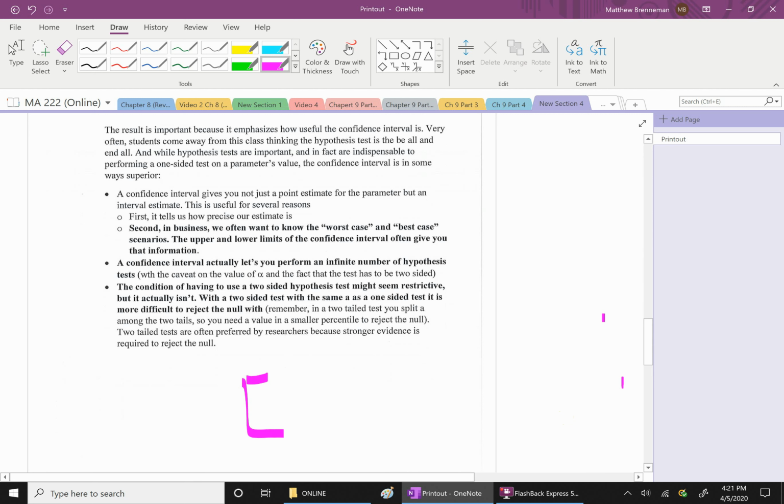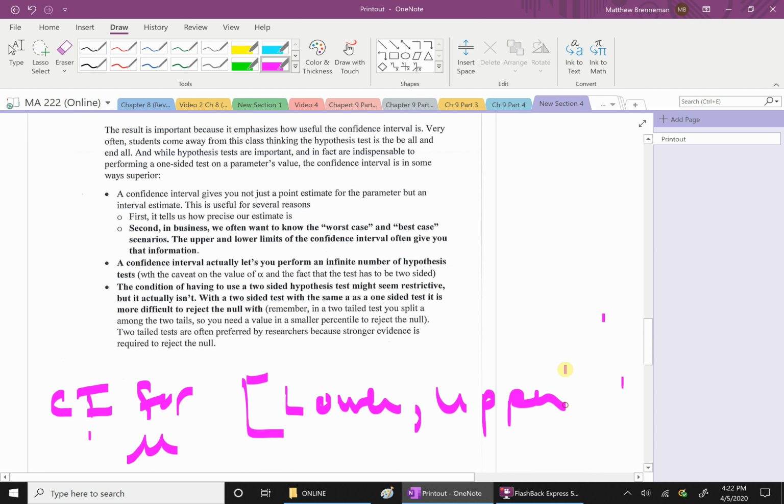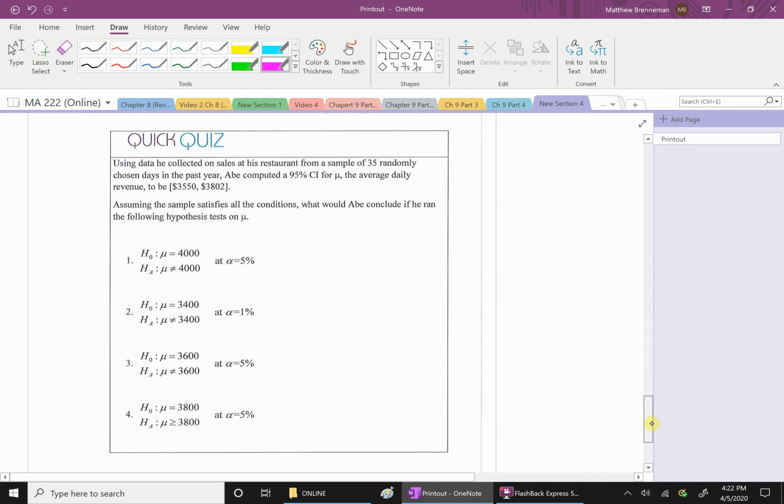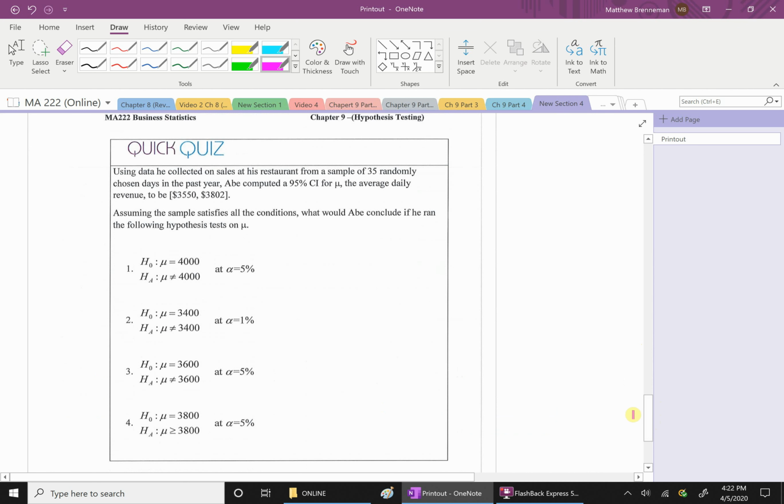So notice that, for example, when you're computing the confidence interval for mu, we have a lower limit and we have an upper limit. So this upper limit is an estimate as to the largest that mu could be. And this is an estimate for the lowest mu could be. And so this lets us do kind of like a best case and a worst case scenario. Let's look at this example with Abe again, all right?